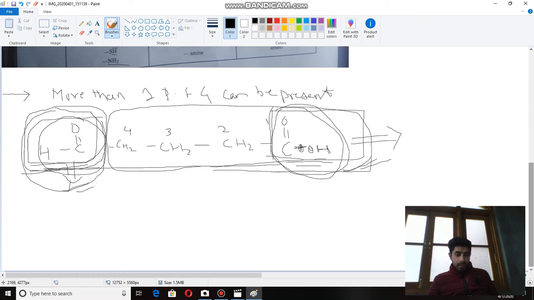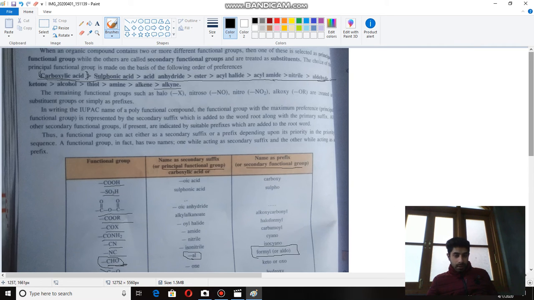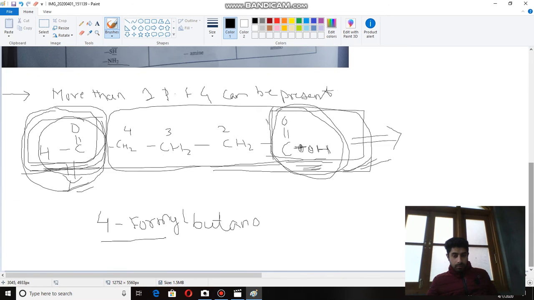So in naming these types of compounds, this will be 4. At 4, what we have? Formyl, and this is 1, 2, 3 and 4. This 4-formyl is for this. This is but and an for single bond, and this is present as principal functional group. What is its name as principal functional group? It's oic acid, so here it will be butanoic acid. I hope it's clear.